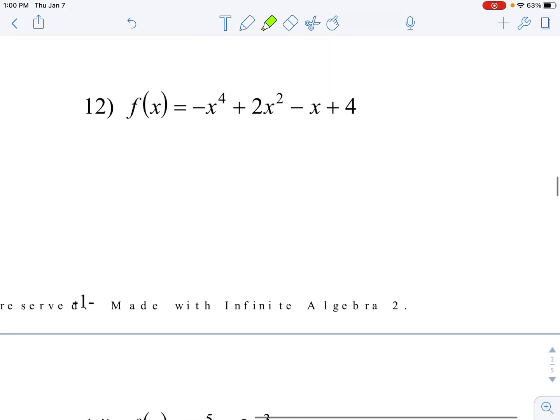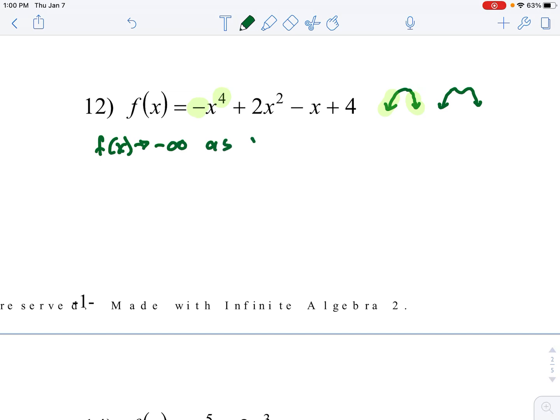All right, number 12, we have a negative lead coefficient and even power. That means it's going to be this shape, or like I said, it could be technically that shape, but that doesn't matter. The point is, the left arrow points down, the right arrow points down. So f of x goes to negative infinity, that's down, as x goes to negative infinity, that's left.